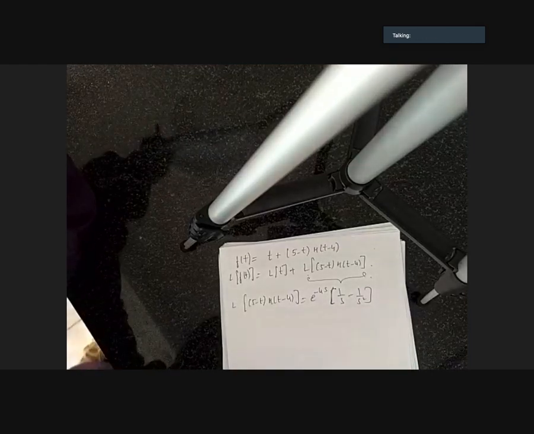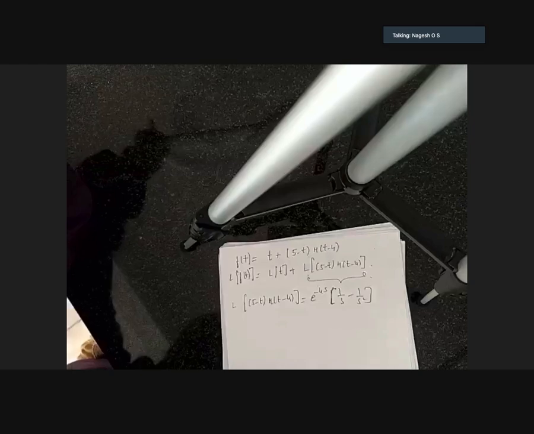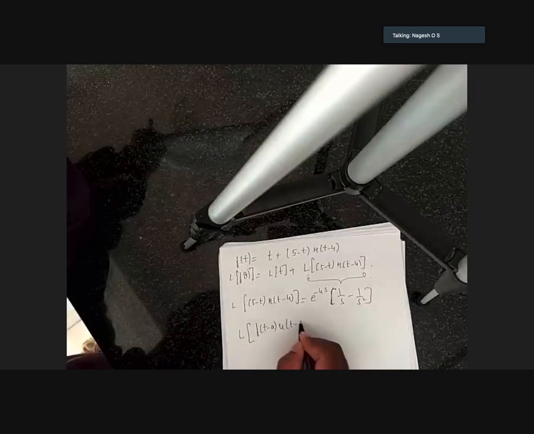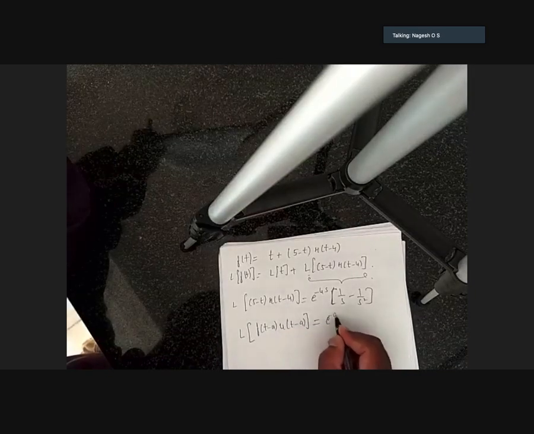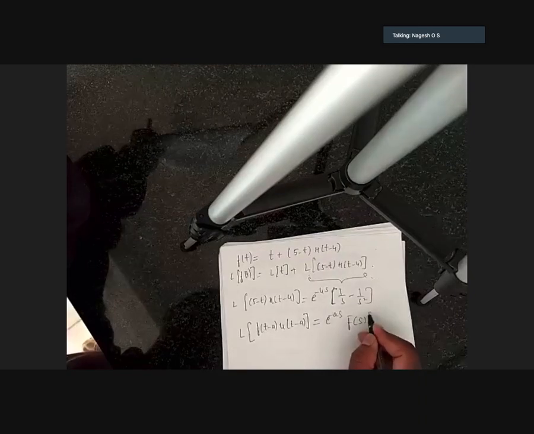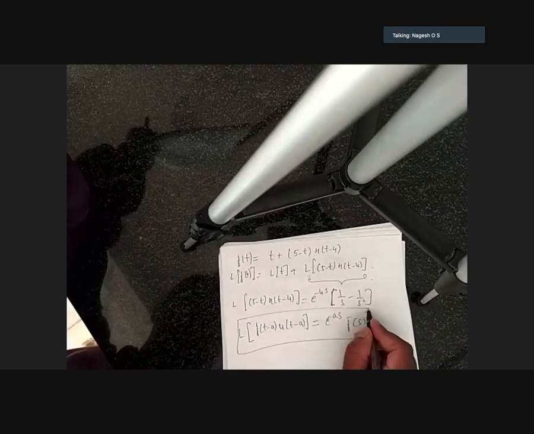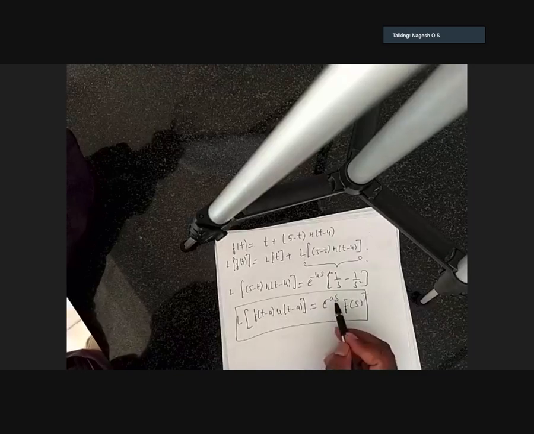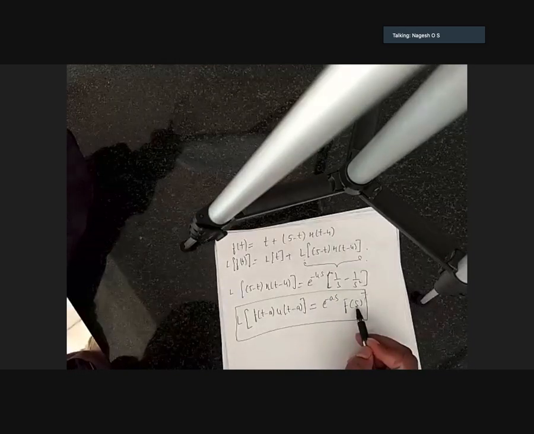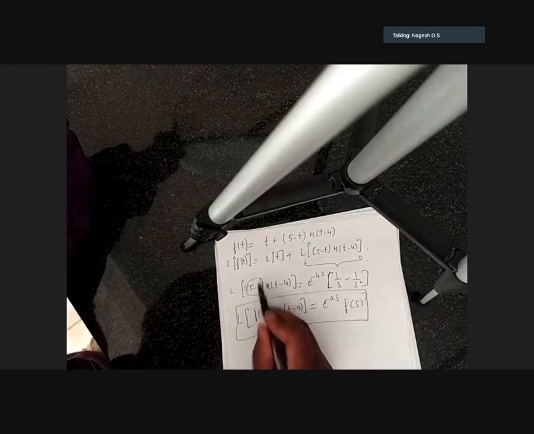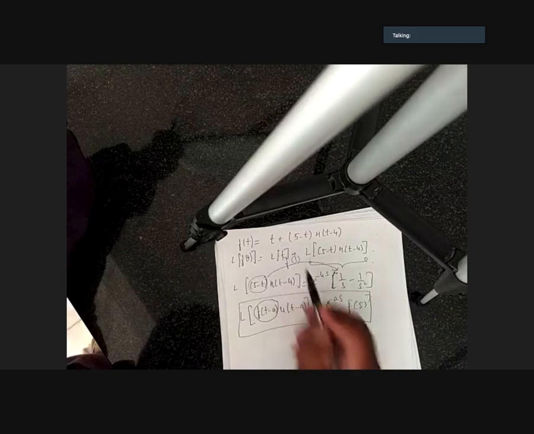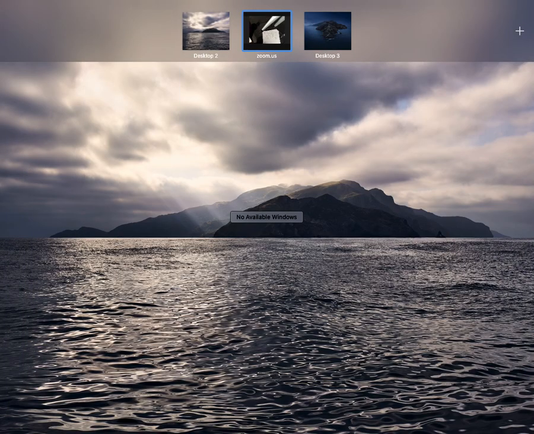Why? Because of the property: Laplace transform of f of t minus a, u of t minus a is equal to e power minus as f bar of s. This one we are using. Like this we are comparing. Whatever value we have here, take that as f of t minus a, find out f bar of s, and substitute here. That will give the answer.